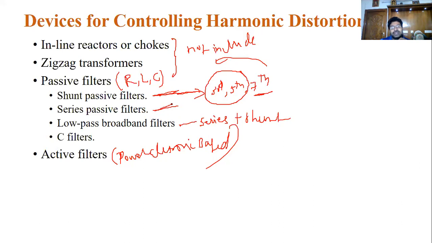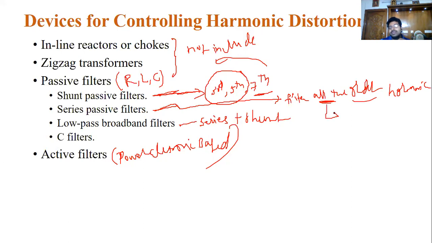Then what is the advantage of the series passive filter? One filter is sufficient to filter all the orders of harmonics. But at the same time, it can also eliminate the fundamental frequency, not the fundamental harmonic. This is the drawback of series passive filters. One equipment is sufficient to filter all orders of the harmonics, whether second order, third order, up to the third order. Preferably you can consider it for series third order.